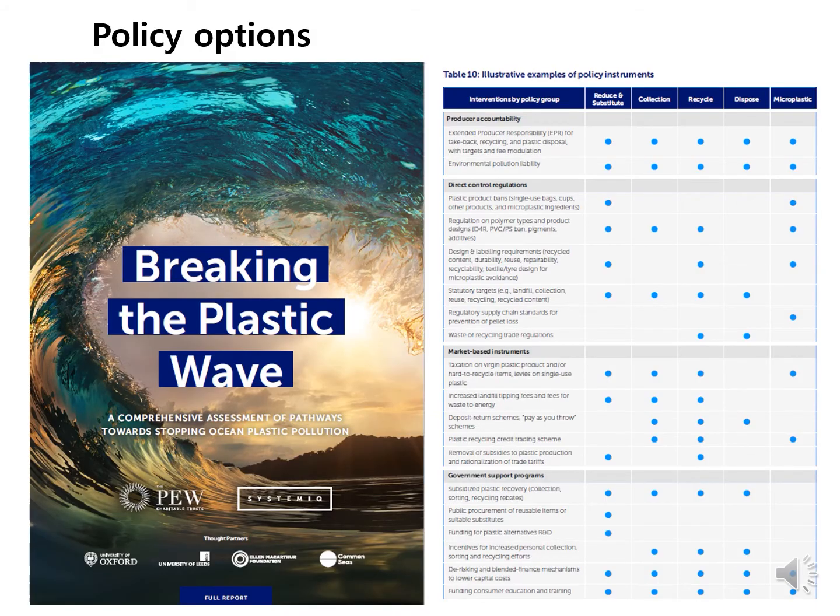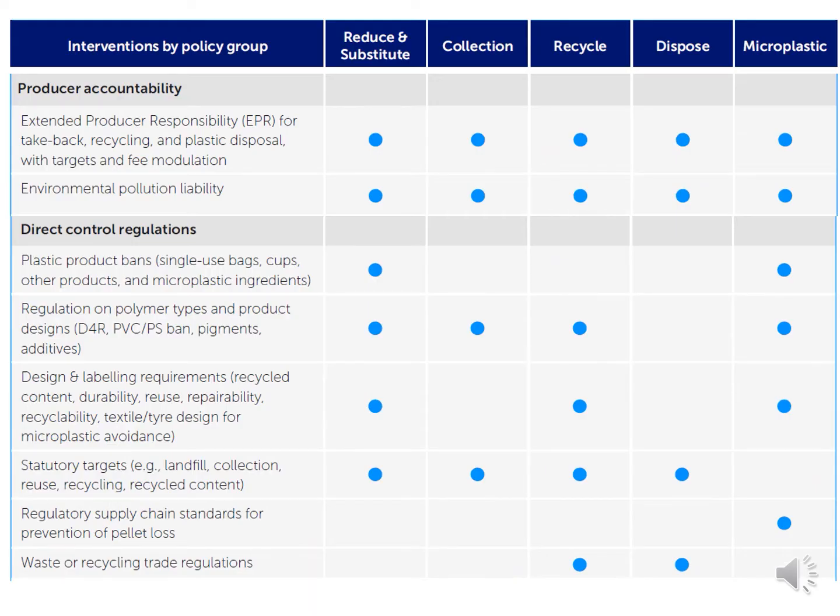For policy evaluation practice, we choose the policy options suggested in the report Breaking the Plastic Wave. The report was published by an American foundation named Pew Charitable Trusts. Pew Charitable Trusts conducted a comprehensive assessment of a pathway toward stopping ocean pollution from plastics. Authors of the report suggested policy instruments in producer accountability, direct control regulation, market-based instrument, and government support program. Producer accountability includes extended producer responsibility (EPR) and environmental pollution liability, which can affect all 5 policy areas from reduce and substitute to microplastics.